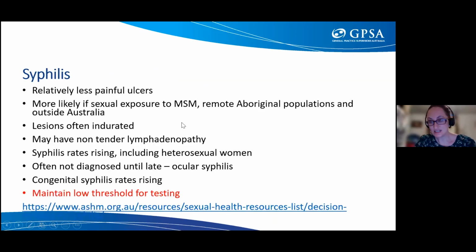Just to finish off, I'll spend a couple of minutes on syphilis, because syphilis is an emerging problem. We really need to have syphilis at the front of our mind in any sexual health practice, and make sure that our registrars have syphilis in their minds as well. Because in Australia, we are seeing outbreaks of syphilis. We're seeing a resurgence of congenital syphilis. So we really want to have a low threshold for testing for it.